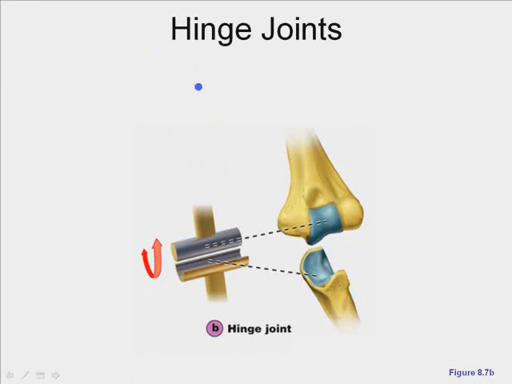Here's a hinge joint, and we think about this like a door on a hinge that you could open or close. It really has no other motions. These guys only allow flexion and extension. An excellent example is the elbow joint, and that's what you're seeing here. You've got the ulna's trochlear notch articulating with the trochlea, right?